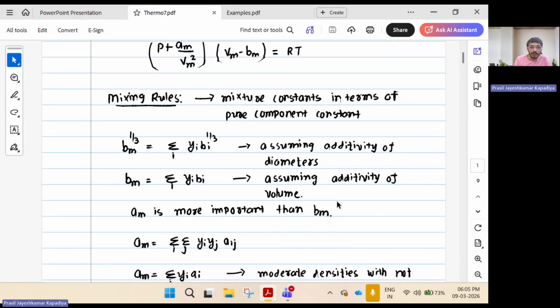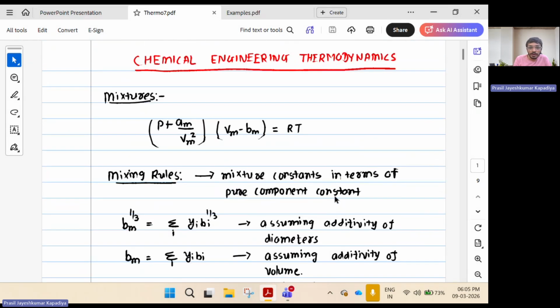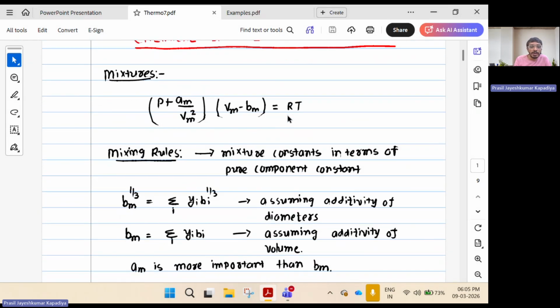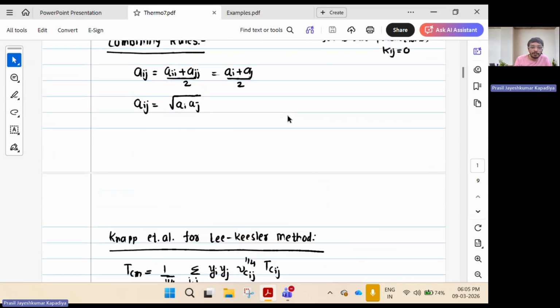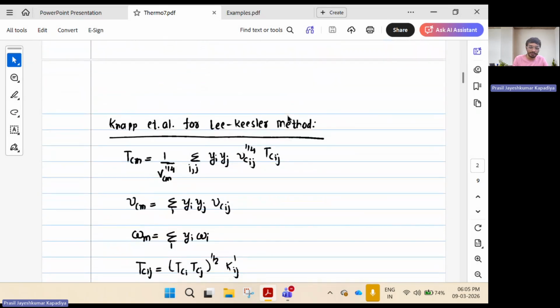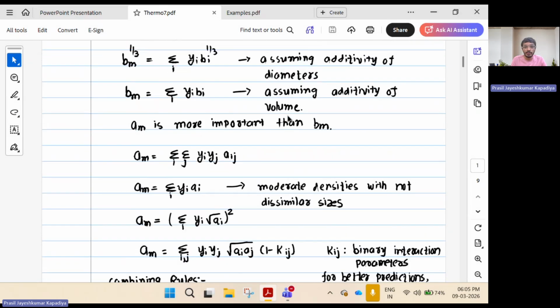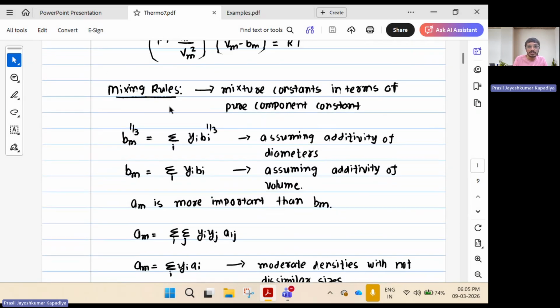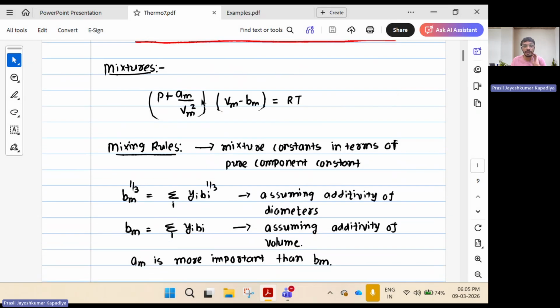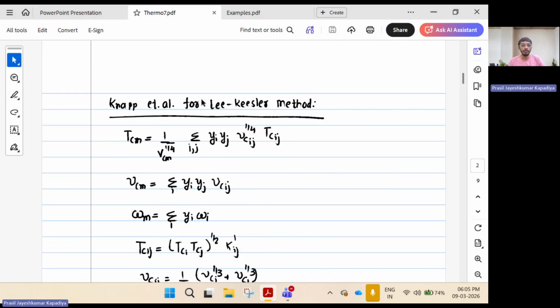So this was just about finding a_m and b_m, but we have many things coming up together. Like with CO2 and CH4, we will have the critical temperature of each component, critical pressure, and critical volume. So how do we incorporate all those things? Because if you are solving any equation of state, these critical constants are going to be part of it. So how do we deal with those critical constants in terms of mixtures?